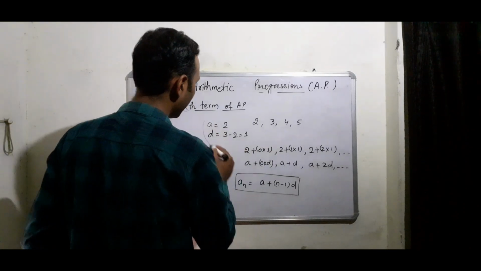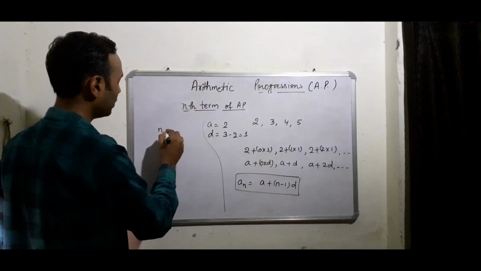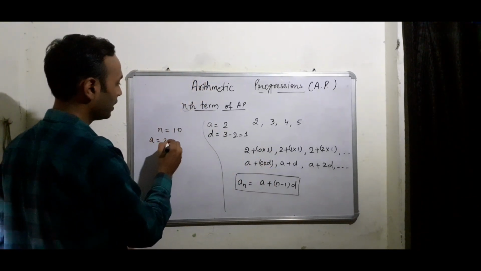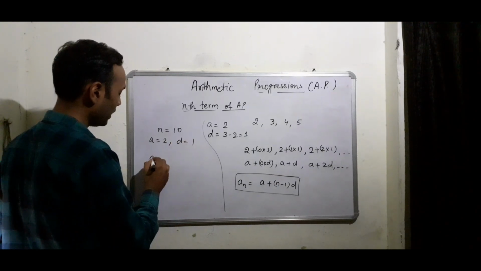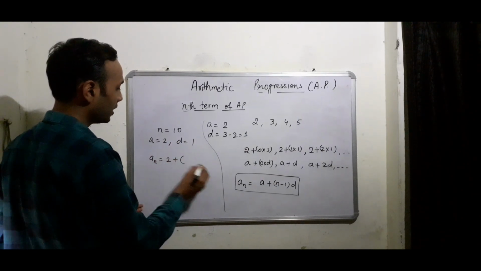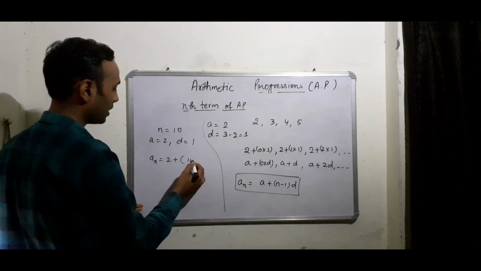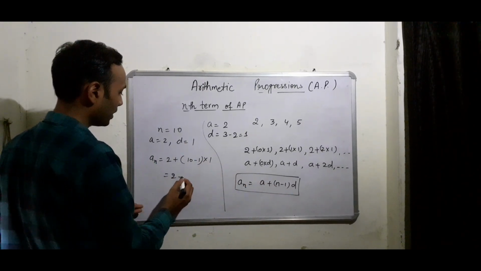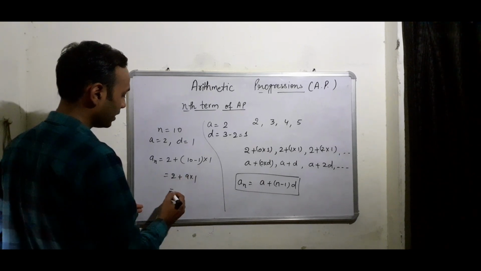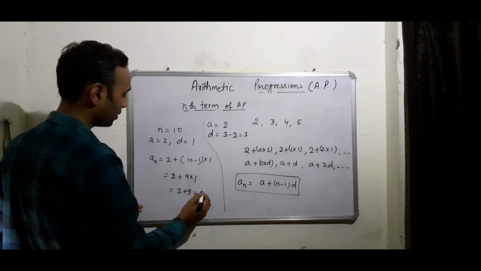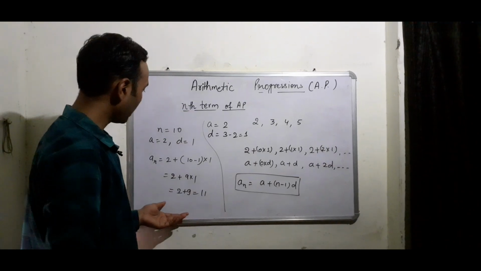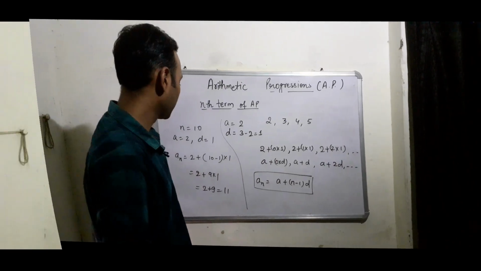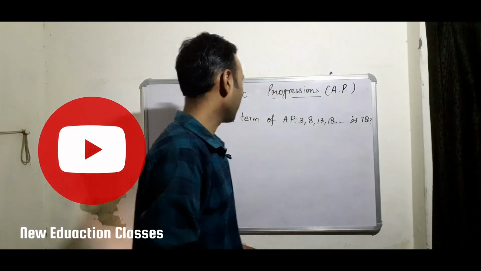Let's find the 10th term of the series, where n equals 10, a equals 2 and the difference equals 1. So an equals 2 plus (10 minus 1) multiplied by the common difference 1. That is 2 plus 9 into 1, which is 2 plus 9, and we get 11. It is the 10th term of this series. Okay, now let's see the next question.